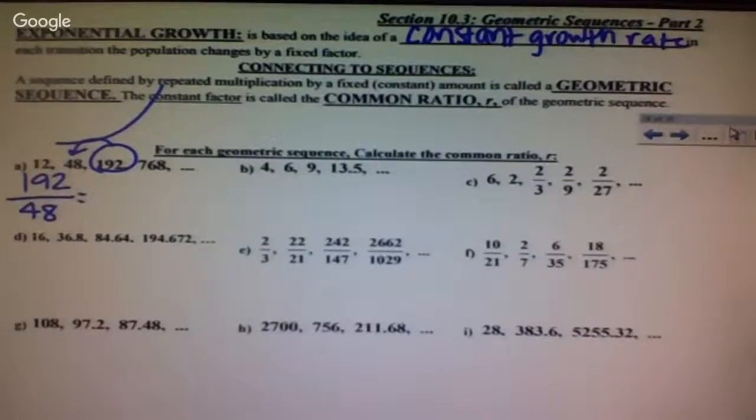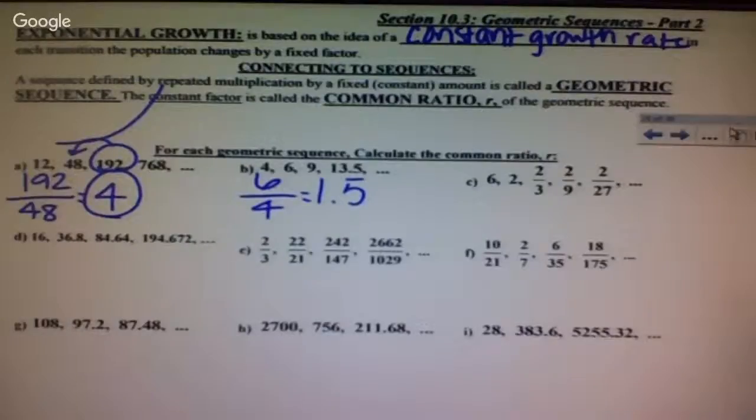4. So your R value here is 4. We're multiplying by 4 each time. So what fraction do you want to use in B? 6 divided by 4. I usually always choose the first two. It just makes my life easier. That gives 1.5.